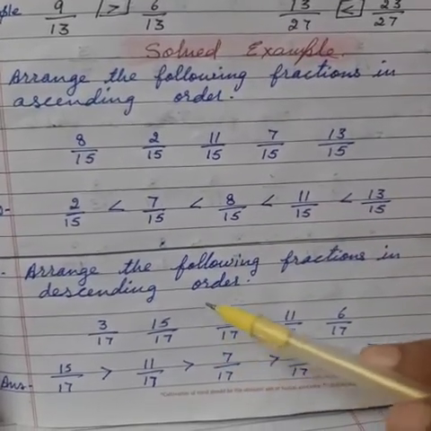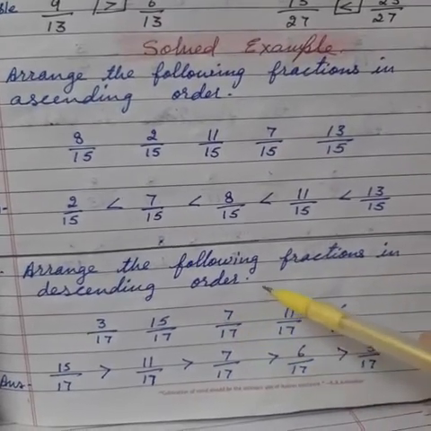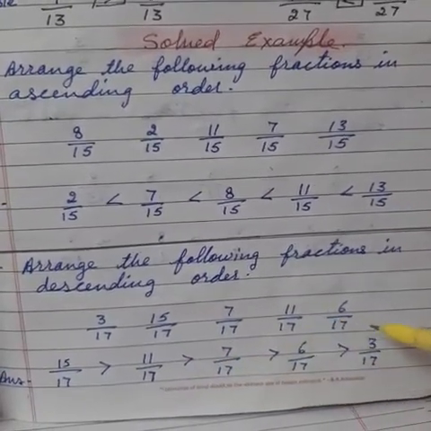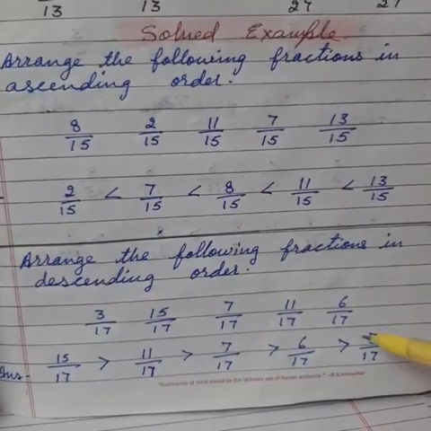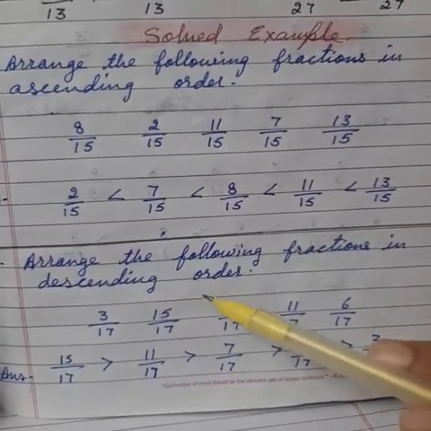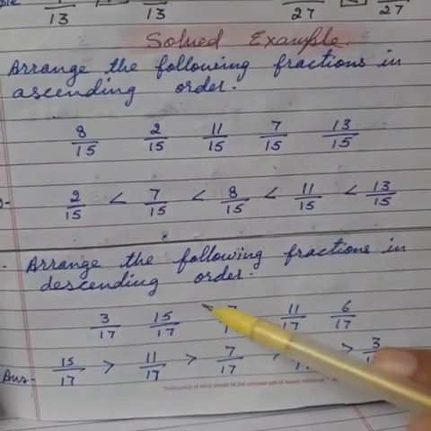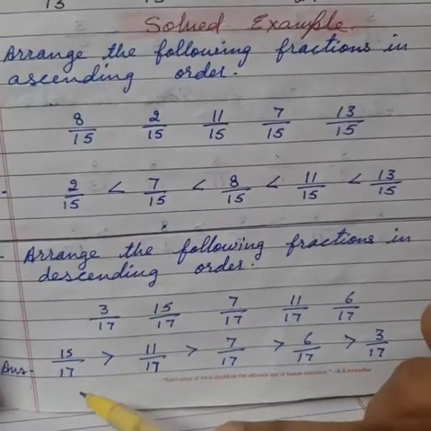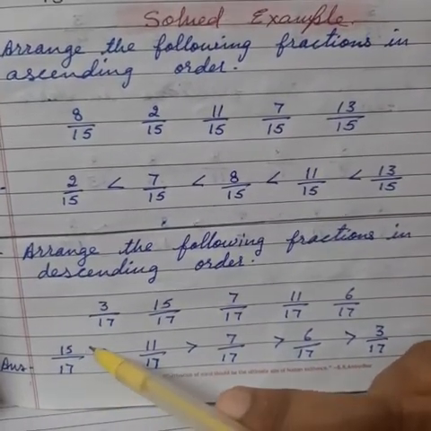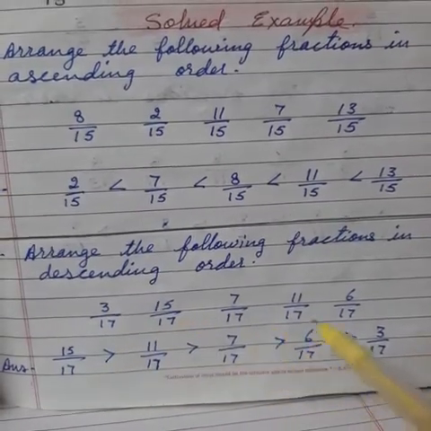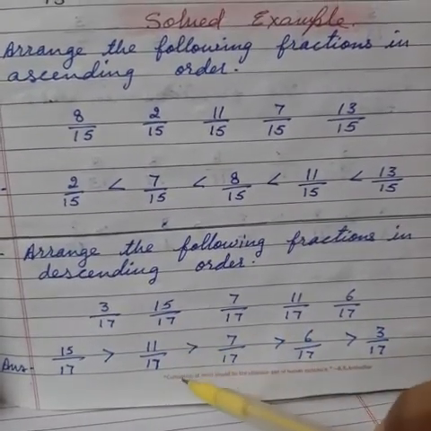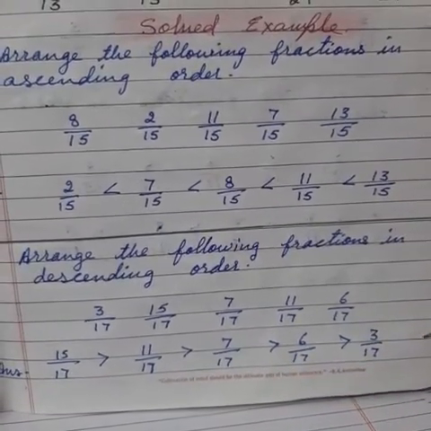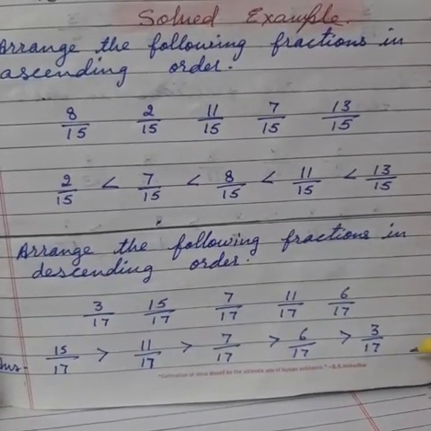Next we have the question, arrange the following fractions in descending order. Now according to the rule, again we will see that all the denominators in the given fractions is same. So here we have to do a descending order. That means from the largest fraction we will move on to the smaller fraction. So we see that 15 upon 17 is the largest fraction because the numerator 15 is the larger number than all the other numerators. Then 11 upon 17, 7 upon 17, 6 upon 17, 3 upon 17. So this will be the smallest fraction of the list.